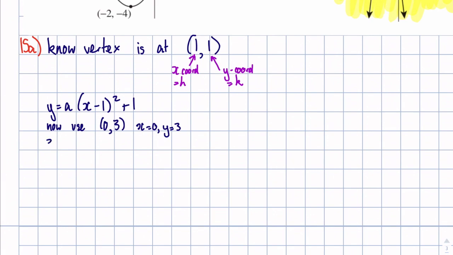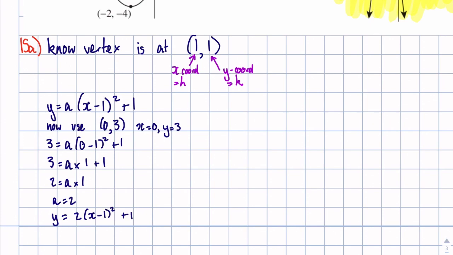So we know 3 equals a outside of 0 take 1 squared plus 1, which means 3 equals a times, well, negative 1 squared is positive 1, plus 1. Take that plus 1 over, we get 2 equals a times 1, which means a just equals 2. Which means our final equation is y equals 2 out the front of x take 1 squared plus 1.